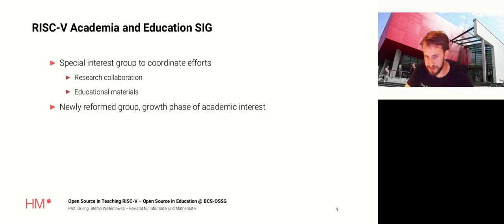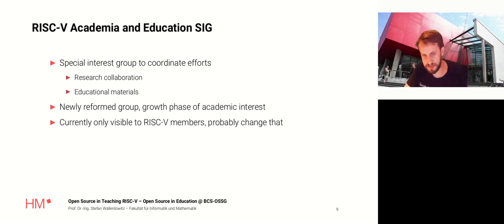So there's a growth phase of academic interest that we saw. People are interested in getting ready-made courses, and this is something we are looking into. It's currently mainly visible to RISC-V members. There's a public-facing mailing list you should get onto, and we are working on changing that because it's not really a thing for RISC-V members only. I think the whole computing society is interested in learning how to use RISC-V in education.